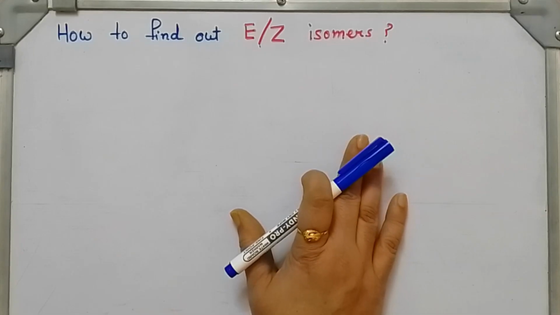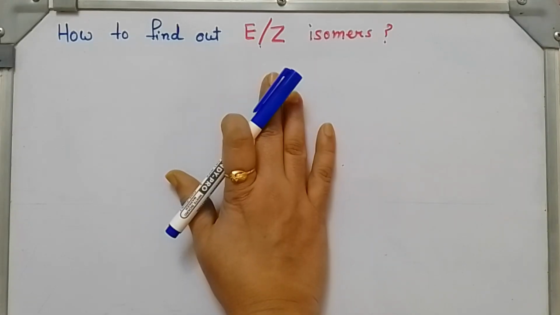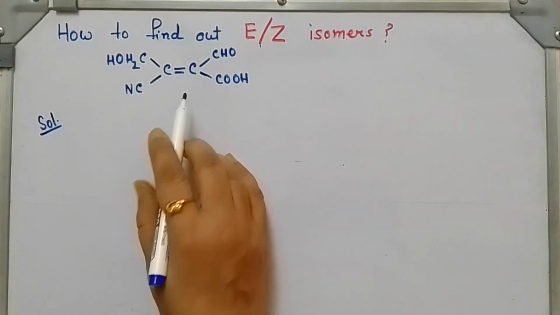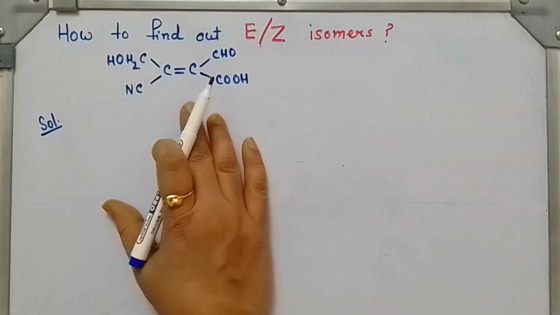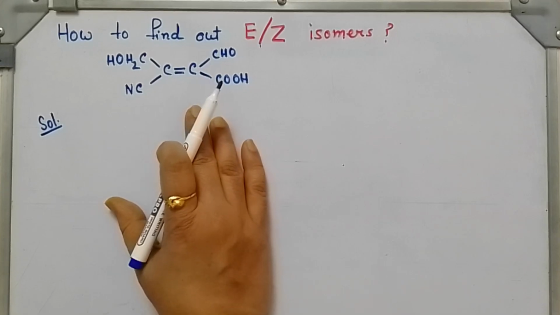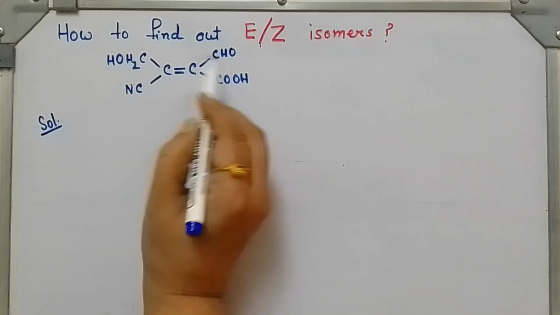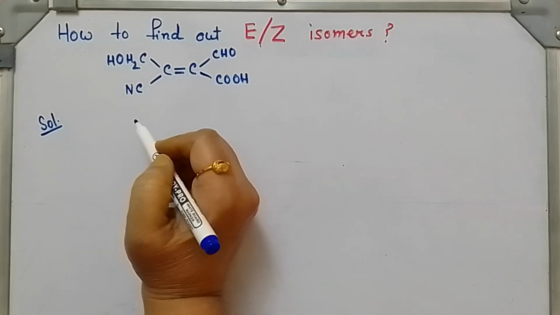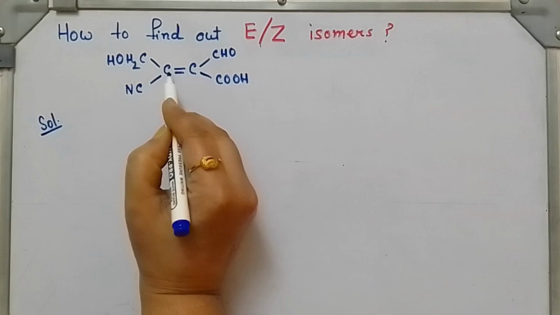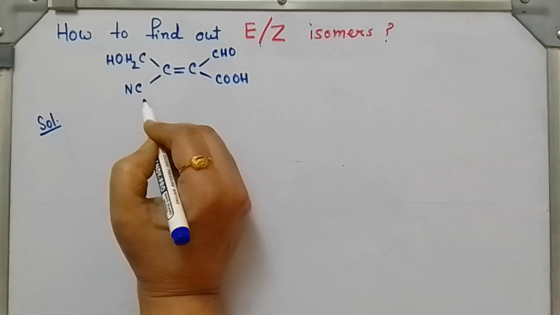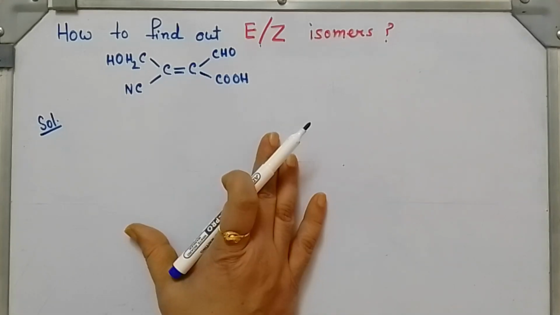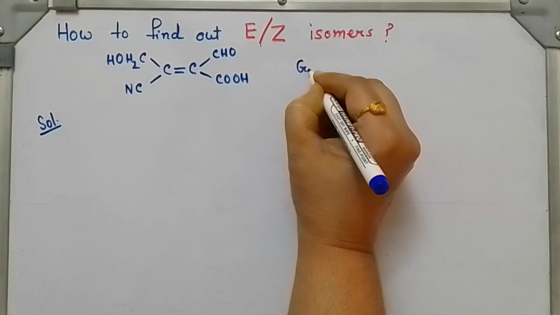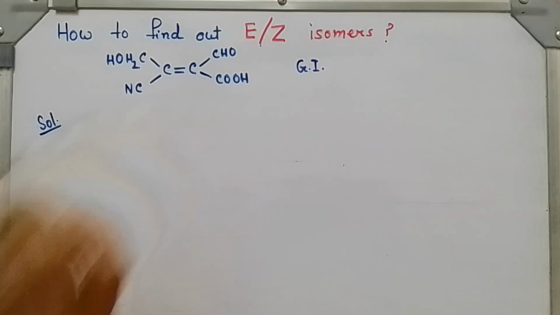In this lecture, I will explain how to find out E or Z isomer for this molecule. Now see, in this molecule, carbon-carbon double bond is there. So across a double bond, restricted rotation is there. Both the groups on each restricted center are different. On this restricted center, 2 different functional groups are there. On this restricted center, 2 different functional groups are there. So geometrical isomers are possible for this compound.